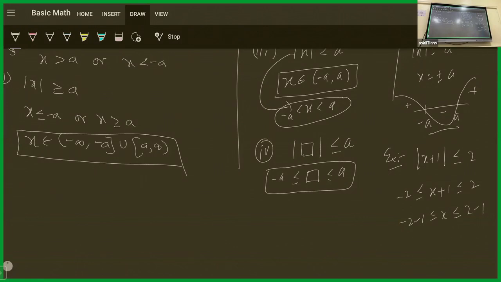We are not multiplying. We want to find out the value of x, right? So we need to eliminate plus 1 from here, and to eliminate plus 1 we are subtracting 1. We are, you can say, adding minus 1 here.